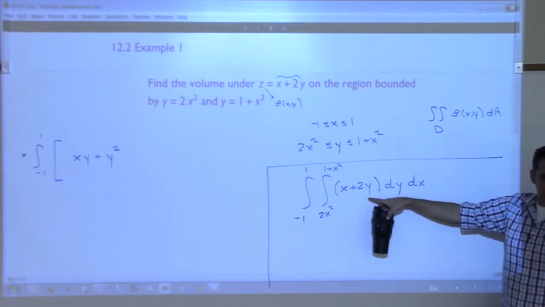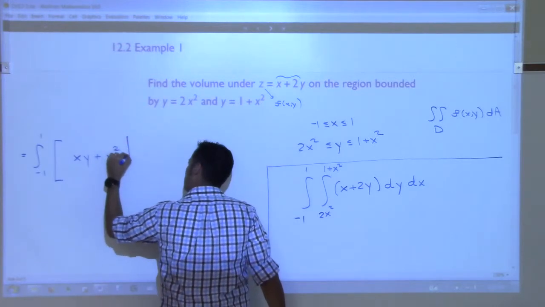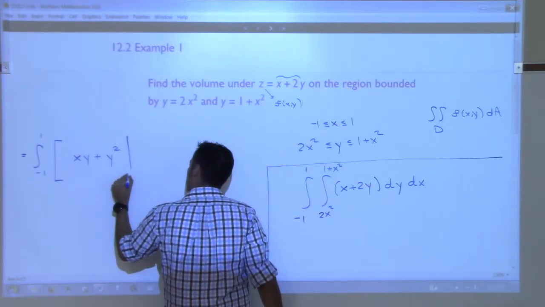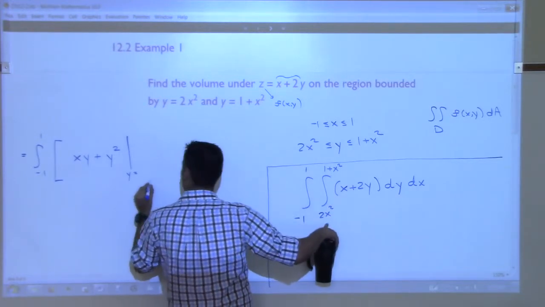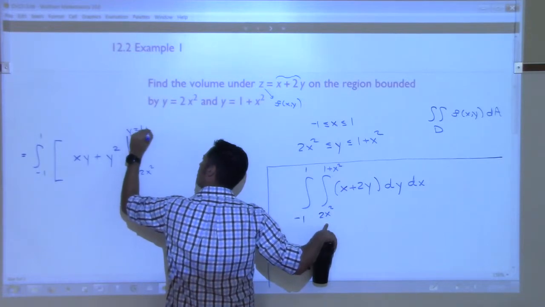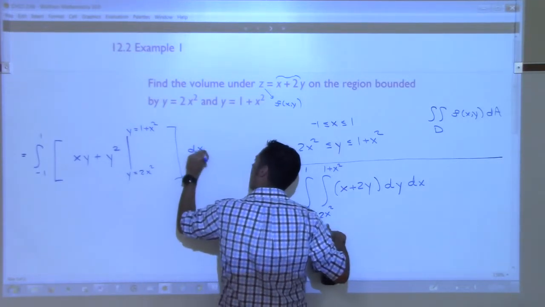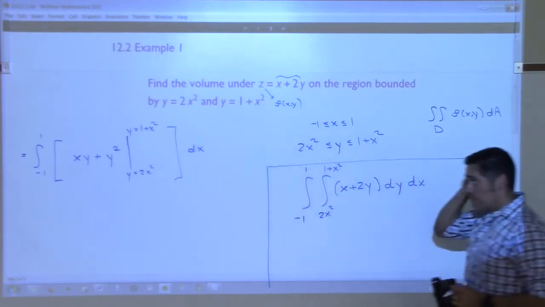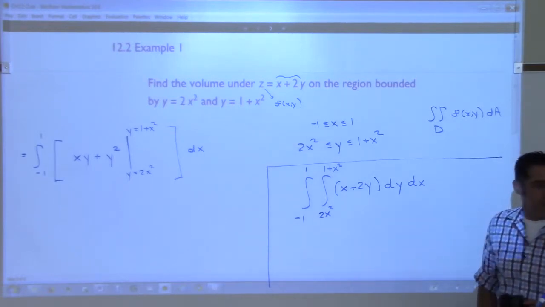And we're evaluating, right? Evaluation bar here. Evaluating, and what am I replacing here? I'm replacing y with, on the bottom one, 2x squared, and the top one is 1 plus x squared. And then after I'm done with all that, I'll come and do dx. Yeah, I know, it sucks. You've got to replace your y with some variable expression of x.